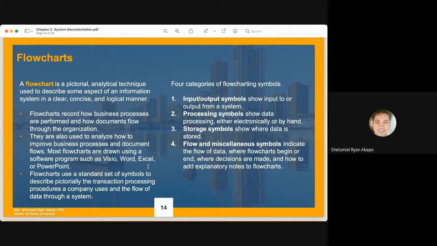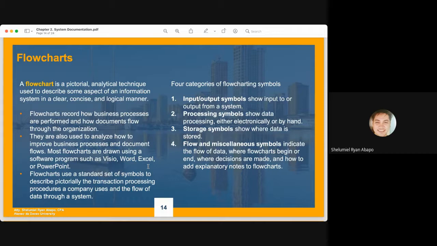Flowcharts and data flow diagrams also use a standard set of symbols to describe pictorially, meaning through pictures, the transaction processing procedures that a company uses and the flow of data through a system. So there are 4 categories of symbols in flowcharts. First will be the input-output symbols. Second will be the processing symbols. Then we have the storage symbols and the flow and miscellaneous symbols.